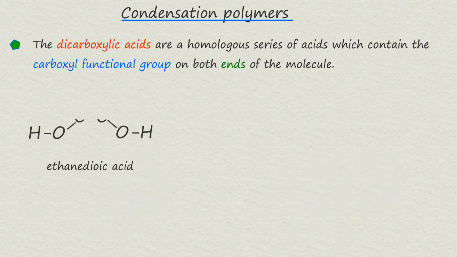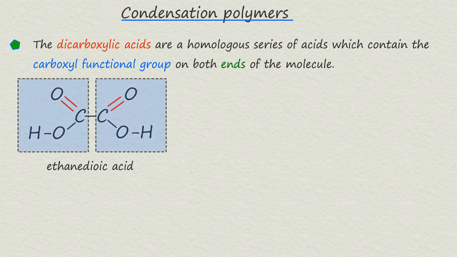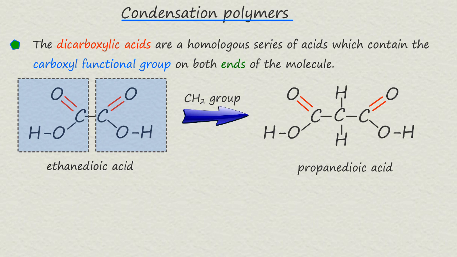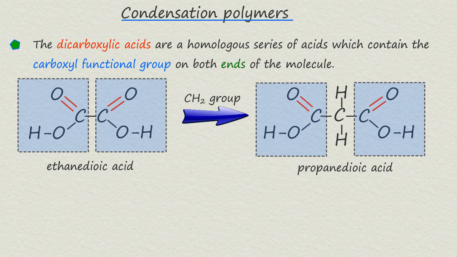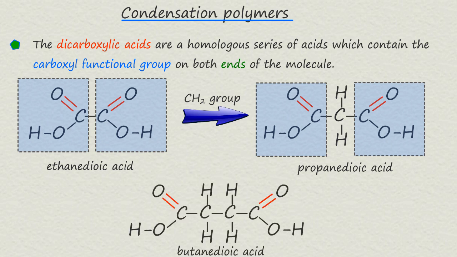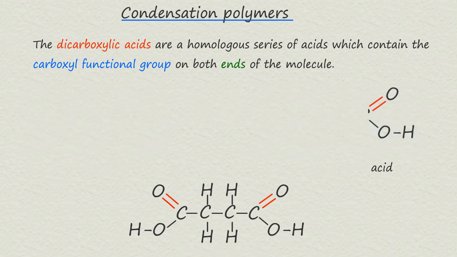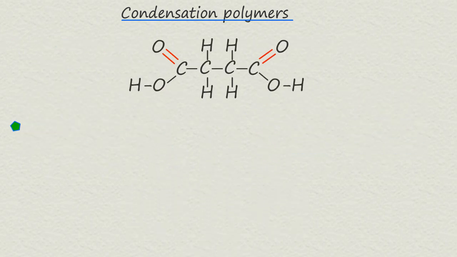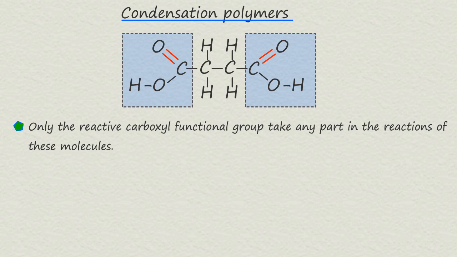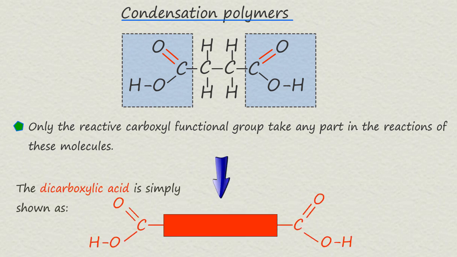So, for example, the first member of this homologous series is ethane dioic acid, and by simply adding a CH2 group to this molecule, we end up with the next member of this homologous series, propane dioic acid, and similarly, if we add another CH2 group, we end up with butane dioic acid. Now, when these dicarboxylic acid molecules react, it is only the carboxyl functional group that takes part in any reaction, and the rest or remainder of the molecule is unchanged. So we can simply draw these carboxylic acid molecules as shown.